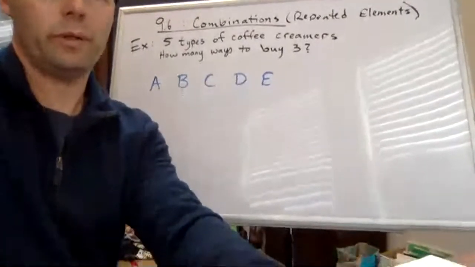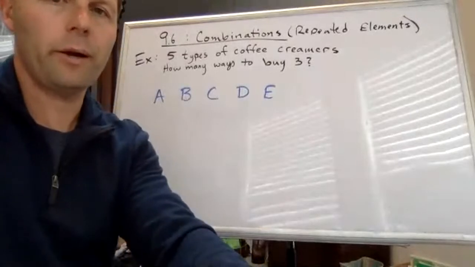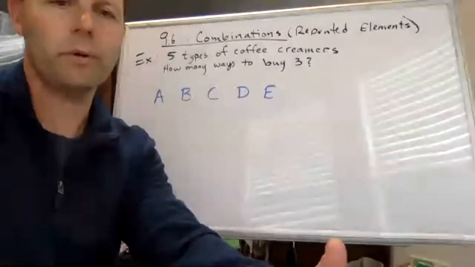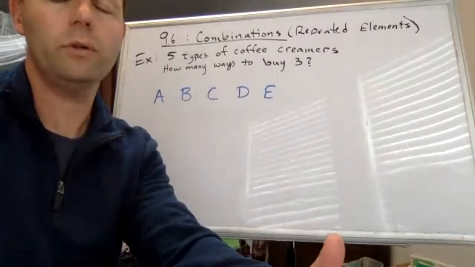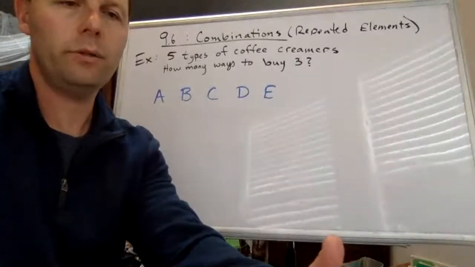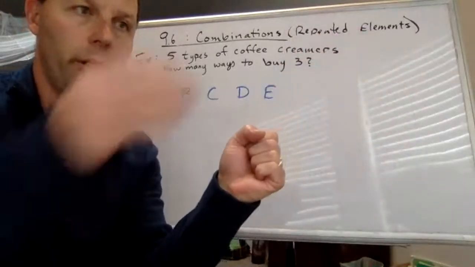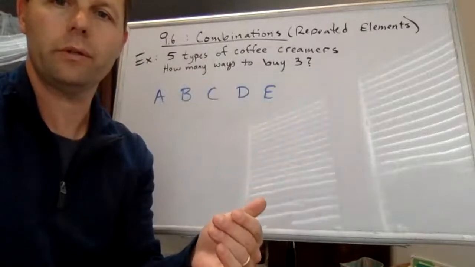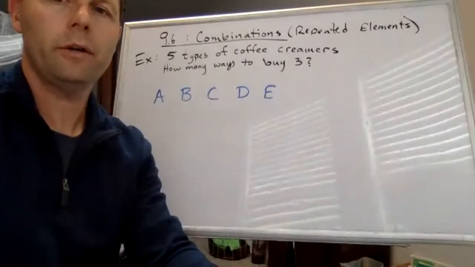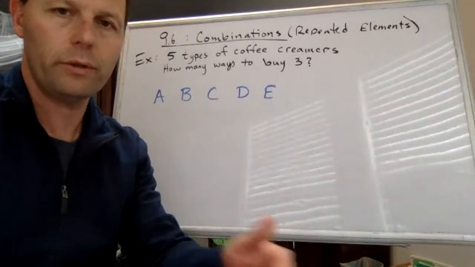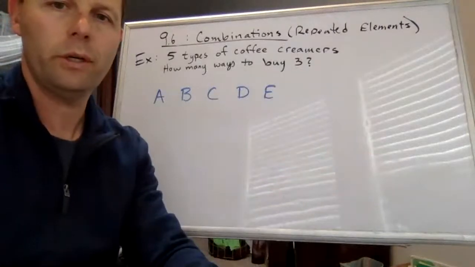So I've got an example. Maybe you've been to the supermarket, Safeway or Fred Meyer, and you go to get coffee creamer or milk or juice, and they're in the coolers. And as soon as you take one out, another one just falls in to replace it, so that you can buy 3 orange juices if you want to, or you could buy 3 different types of juice or coffee creamers.